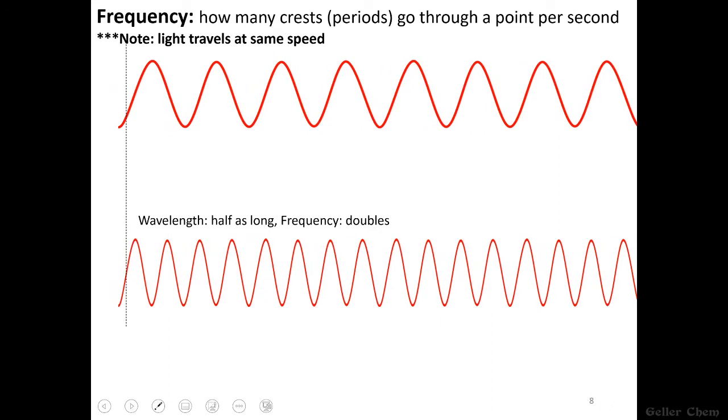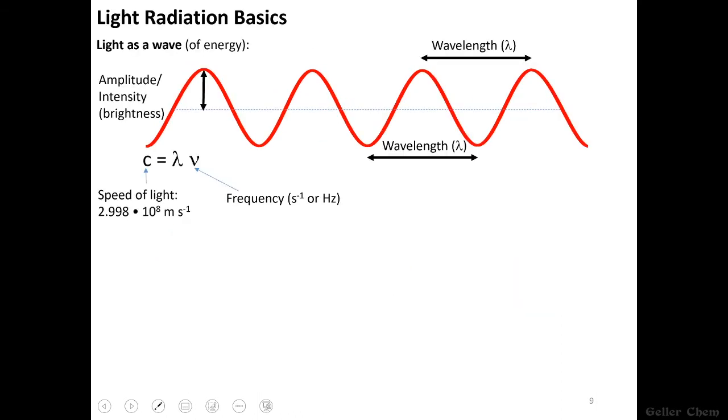And so we can see that in the same amount of time, twice as many crests in this wave were able to go through this line here compared to this wave, where the wavelength was twice as large, and thus the frequency was cut in half. And so to finish off our light radiation basics, in addition to having a wavelength, a light wave has an amplitude, which is related to its intensity or brightness.